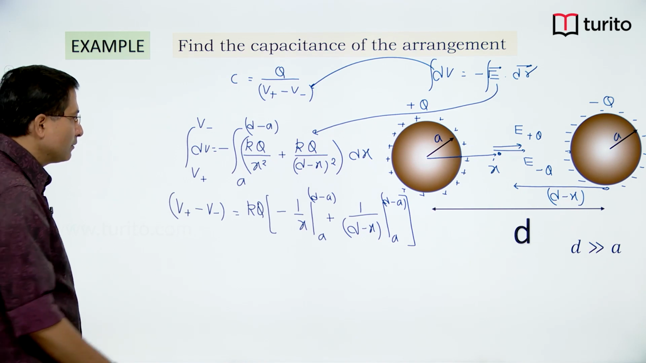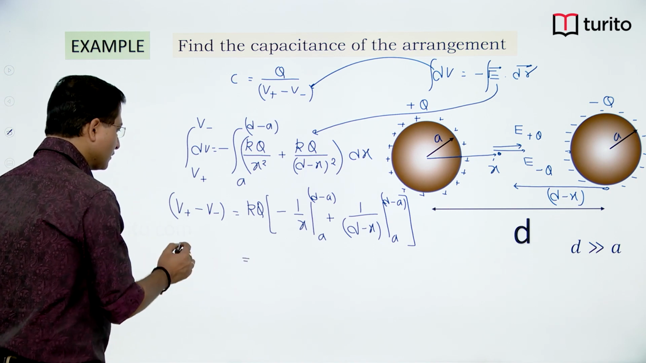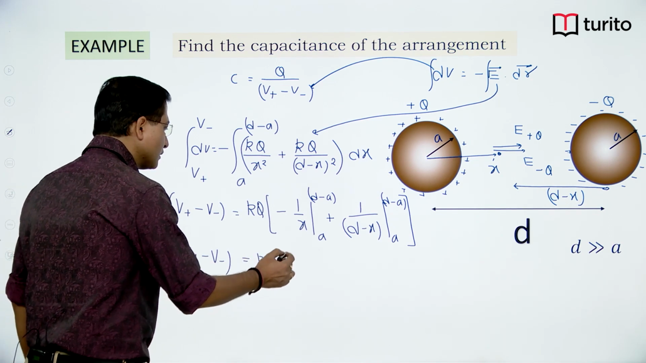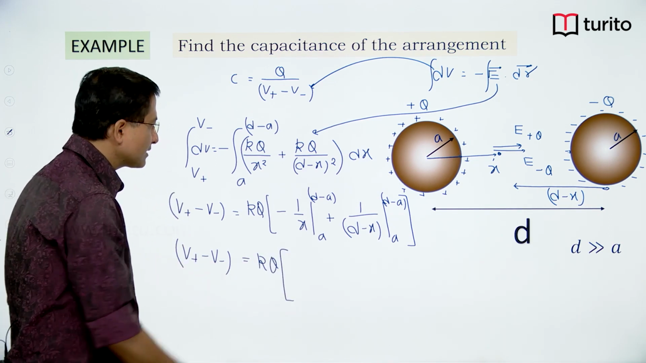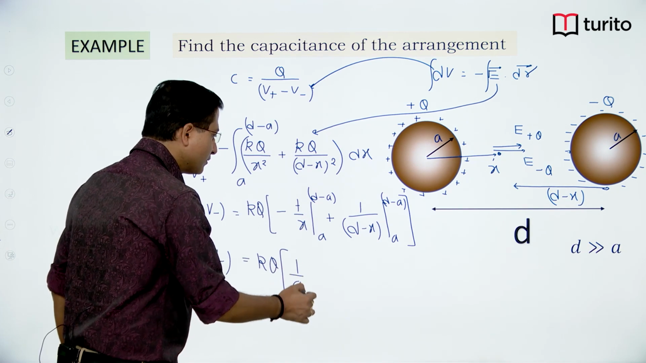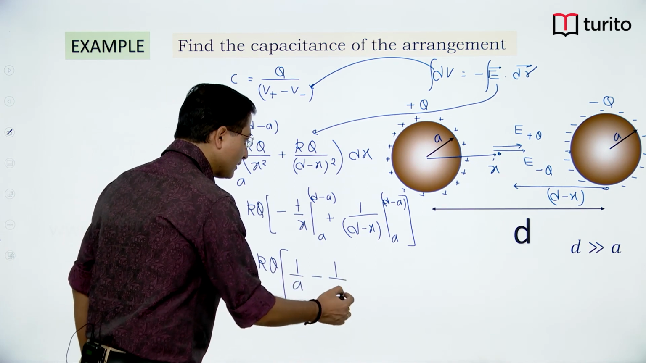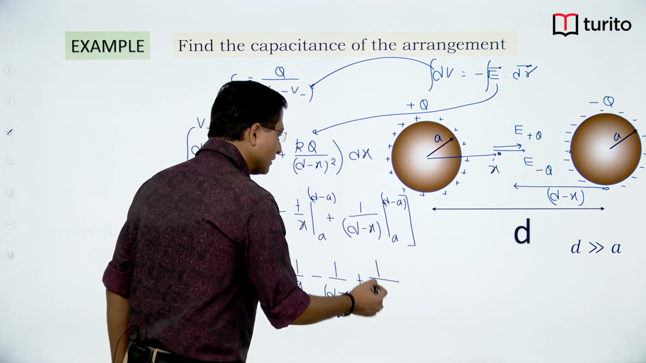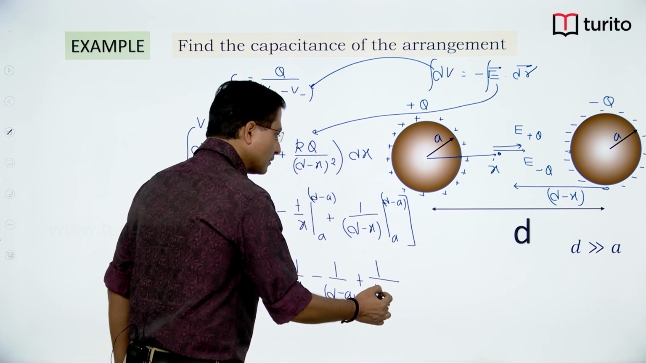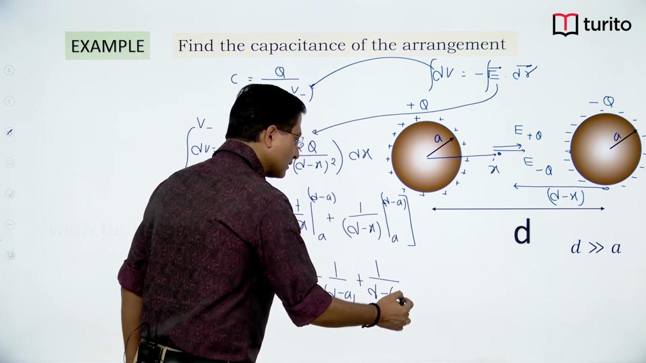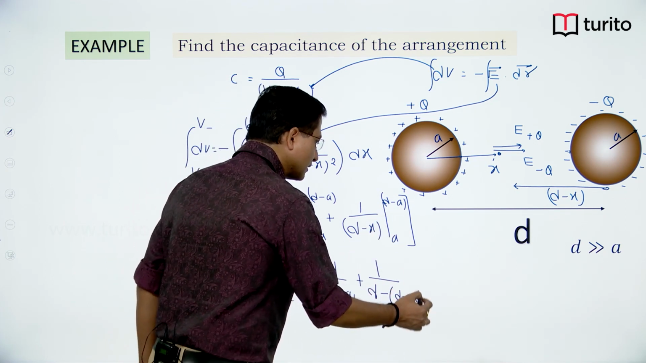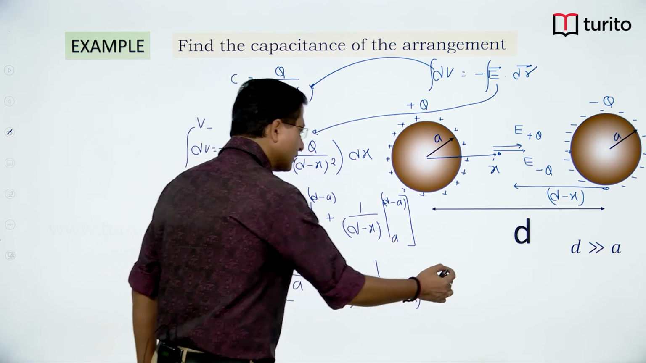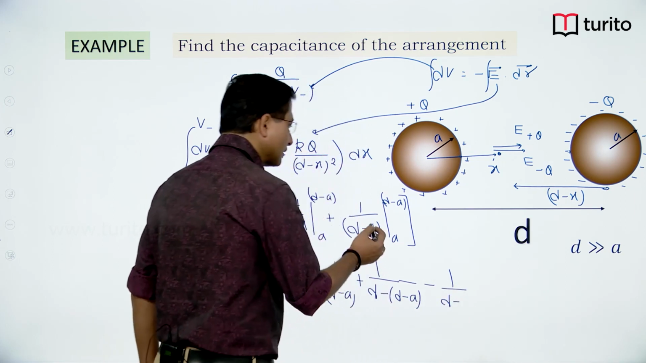So, when you substitute limit, then you will get V plus minus V minus as kq. Minus sign I can directly write, lower limit minus upper limit, a minus 1 upon d minus a, plus here this is upper limit minus lower limit. So, d, when I substitute d minus a in place of x, it will be like this, and then minus sign, and I will write d minus a.